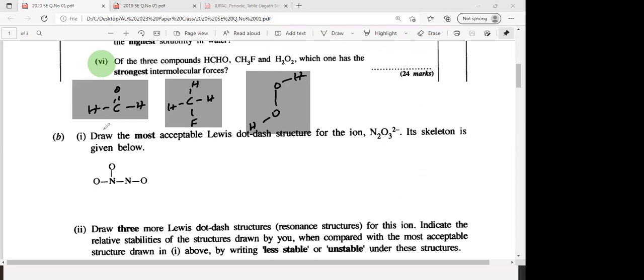This is actually dipole. Both are dipole. I put DP. This also DP. So this one can have hydrogen bond. So the answer will be what? H2O2. Not CH3F, not CHCl3. Strongest intermolecular force will be H2O2 because of the OH group. Say water also has hydrogen bond because of the OH group, like that.